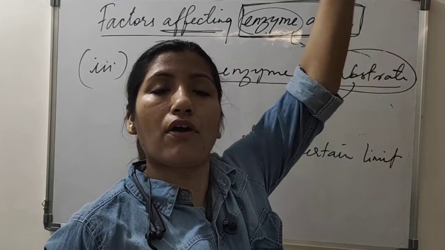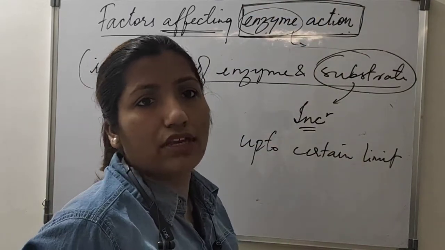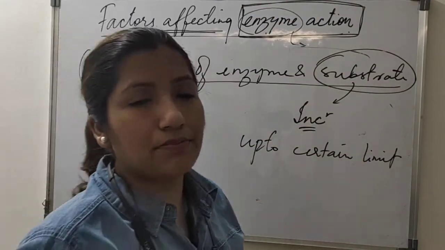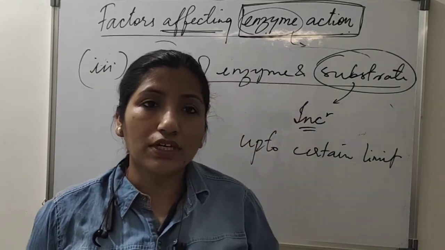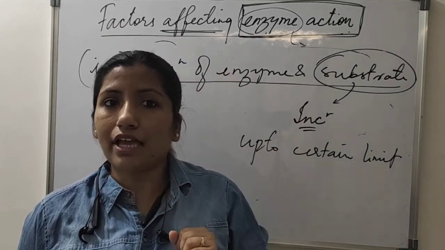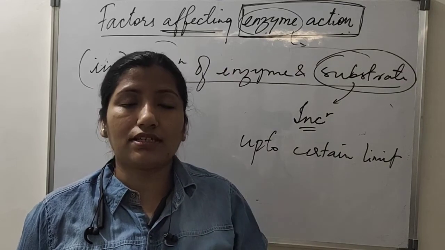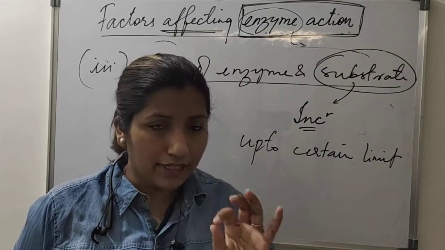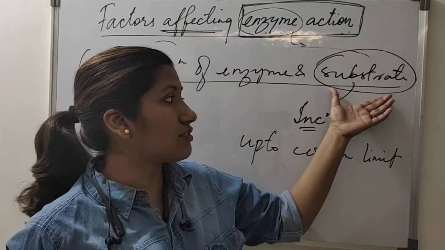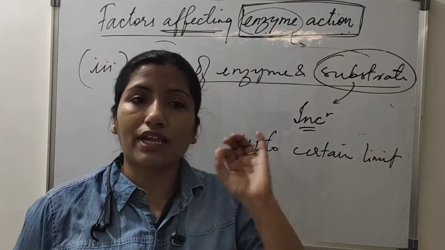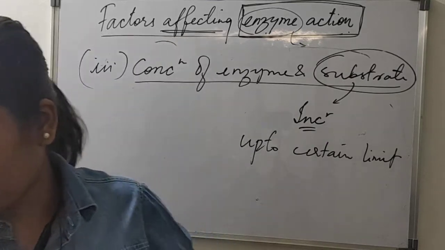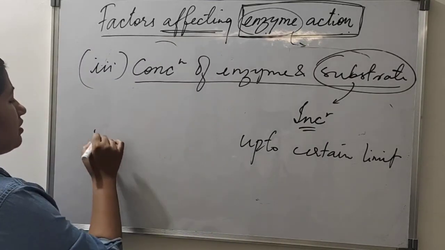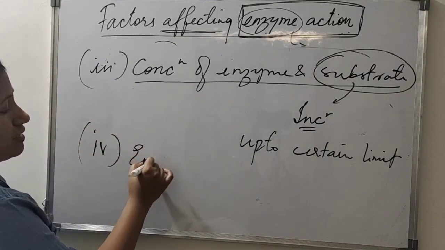You cannot keep on increasing, in the same way as with temperature and pH. Everything works at a proper optimum value. If the temperature is optimum, the enzyme acts at its best. If the pH is optimum, it will act at its best. If the concentration of substrate is optimum, it will act best. So it should not cross the limit of the amount of substrate. Then the last factor is enzyme inhibitor.